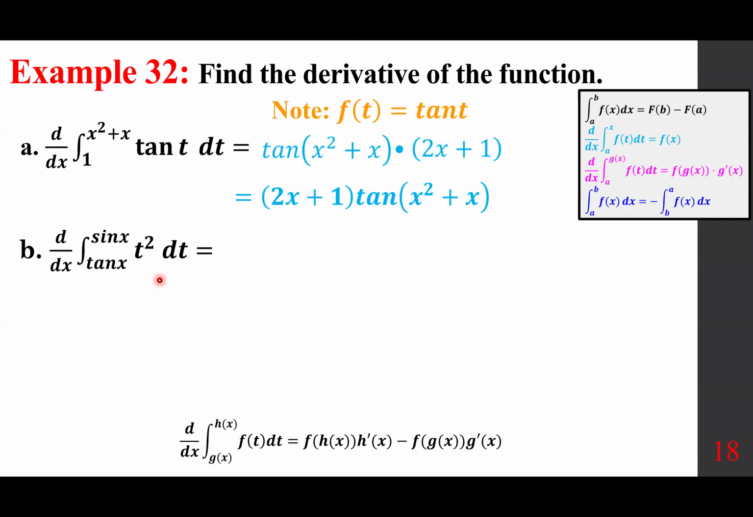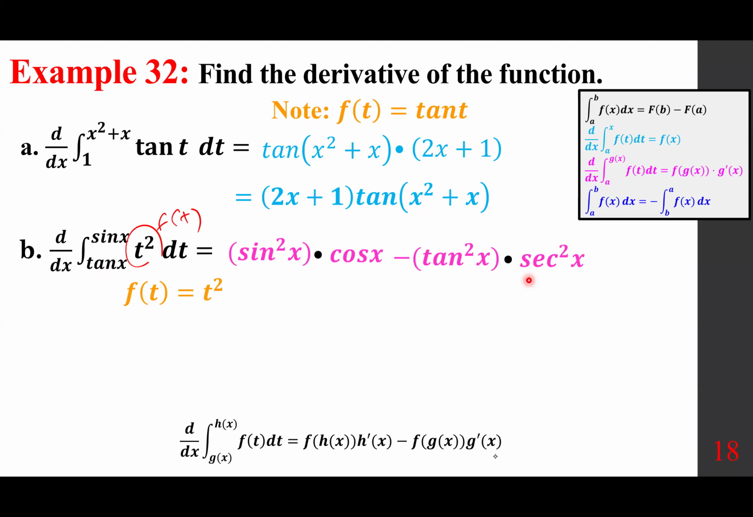So therefore, how do we start here? Please understand the function is t squared. So plug in the upper limit, you get sine squared. And because it's a function of x, times its derivative cosine x, minus f of g of x, minus tan squared, times the derivative of tan x, secant squared. Just by this one and you're done. It's very simple.